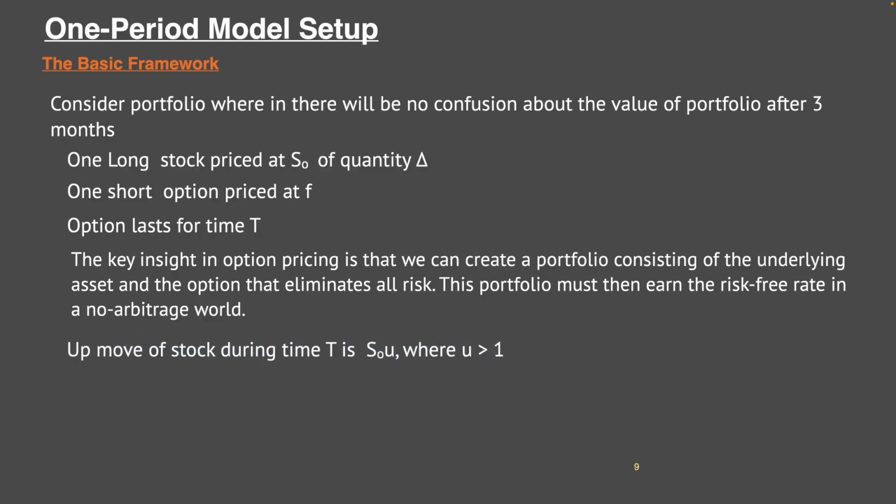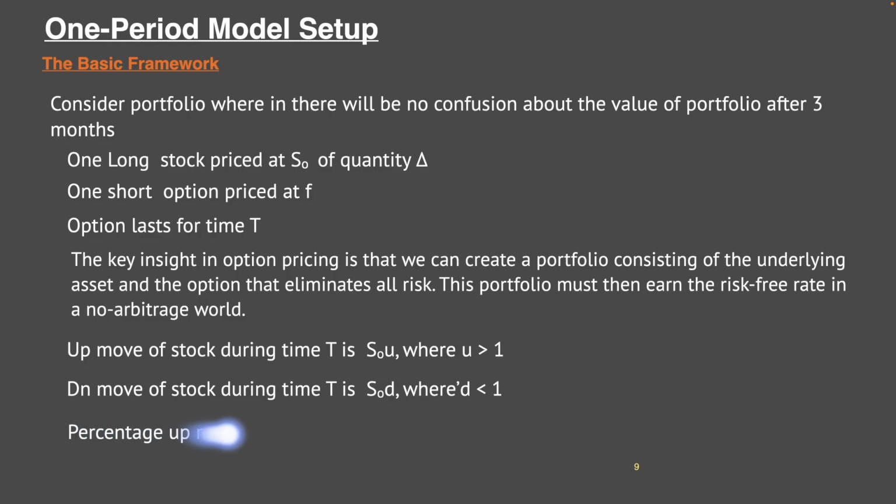Now we will consider the up move of the stock during time T. We have already analyzed it. It will be S0 into U, where U is greater than 1, and the down move during this period of time capital T is S0 into D, where D is less than 1. So the percentage up move is U minus 1. If U is greater than 1, then U minus 1 will be the percentage move.